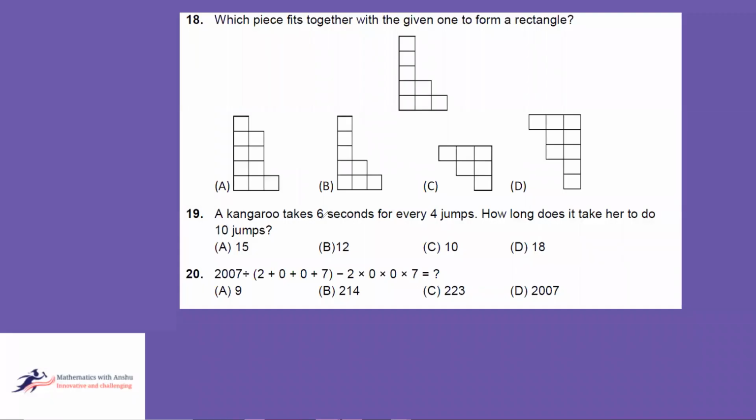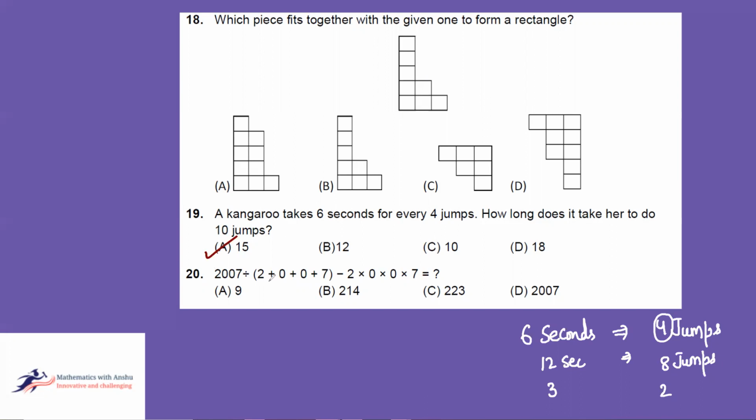Now see this question. A kangaroo takes 6 seconds for every 4 jumps. So 6 seconds, how many jumps? 4 jumps. How long does it take her to take 10 jumps? Suppose I double it. So 8 jumps in how many seconds? 12 seconds. Now how many jumps are missing? 2 jumps. So half this. So 2 jumps in how many seconds? 3. So 15 would be the answer. This way you can figure it out very, very easily.